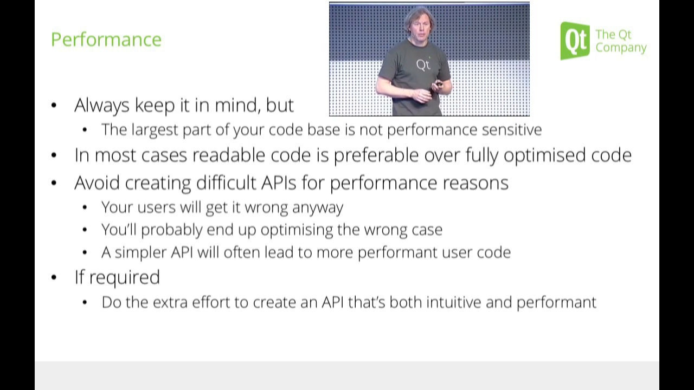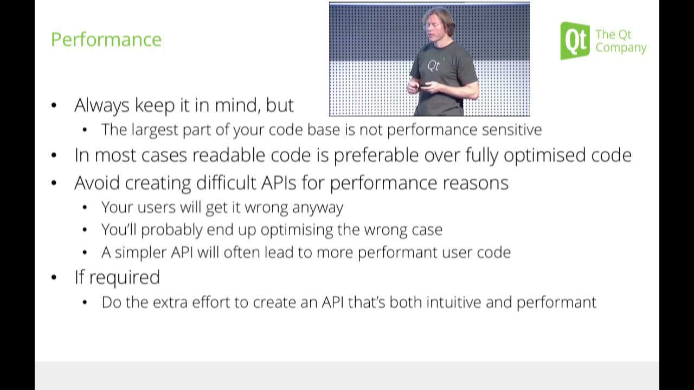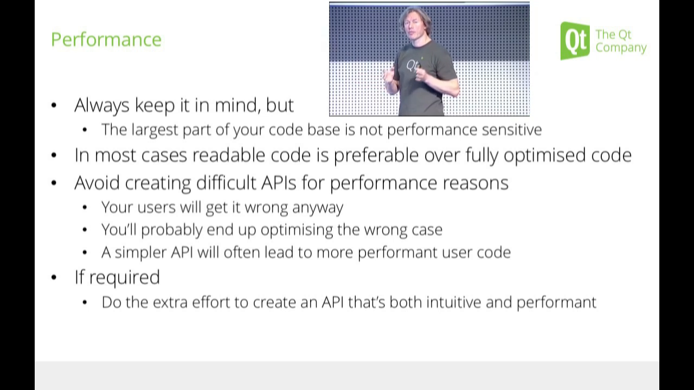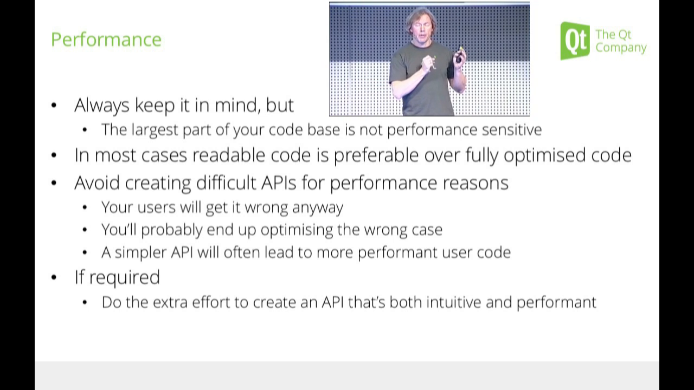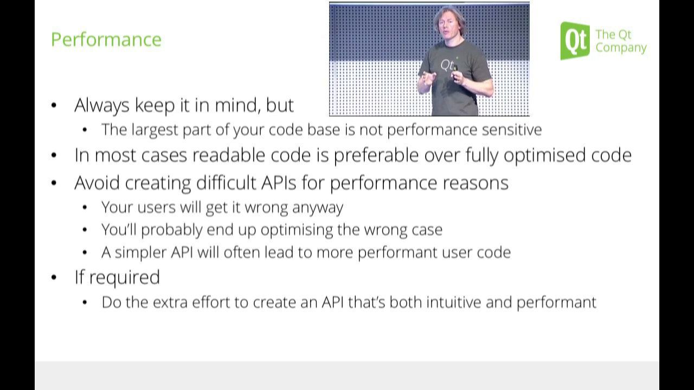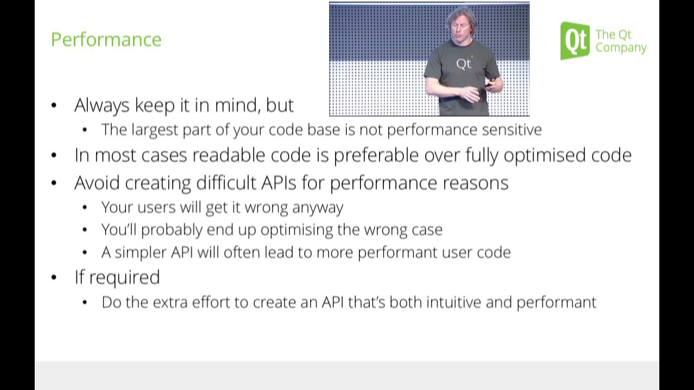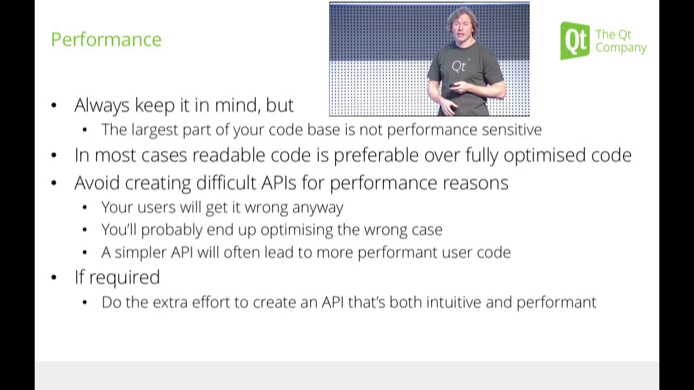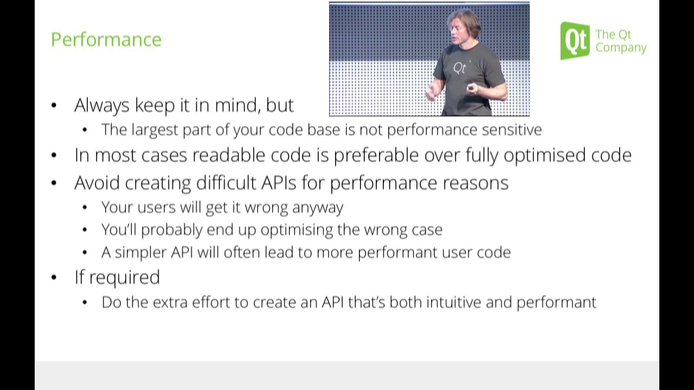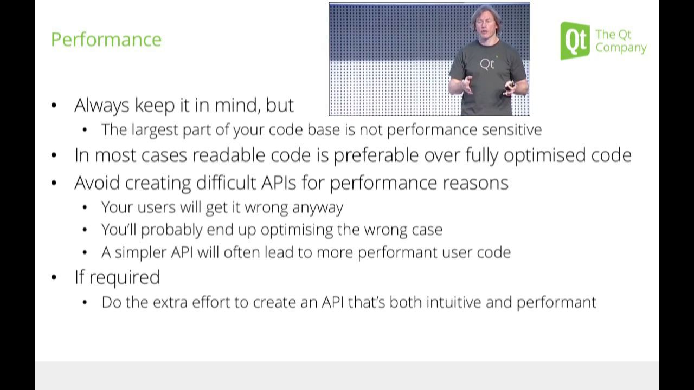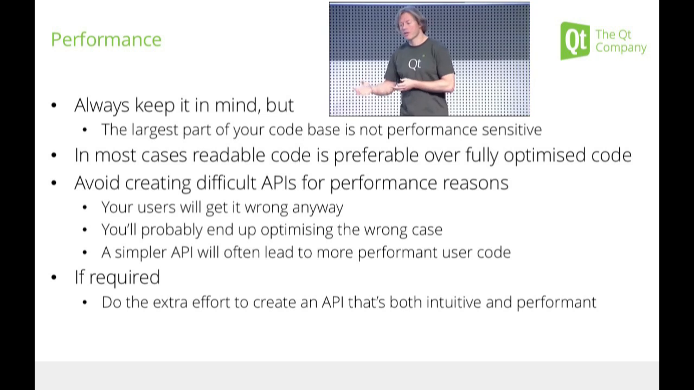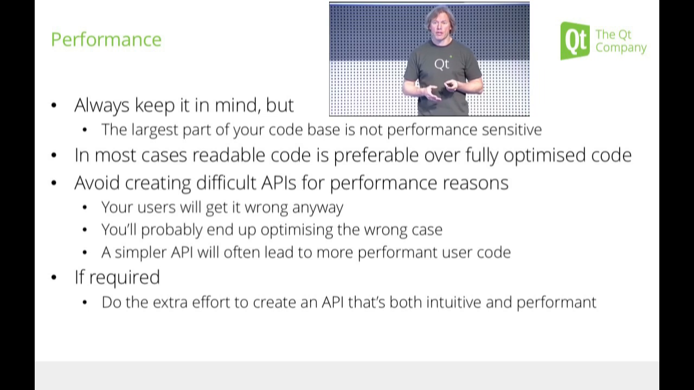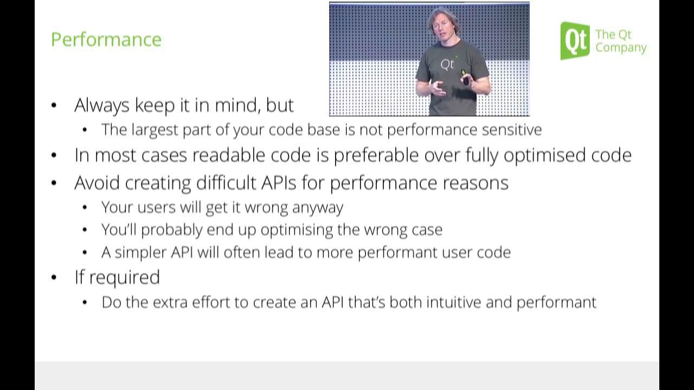And in most cases, you should really prefer readable code over something where you introduce very, very complicated to use APIs for the sake of performance. Because your users will in many cases get that wrong anyway. I've seen that. We've tried to do APIs that help and make things very performant, and then users use them anyway the wrong way. And often you'll end up optimizing the wrong use case if you didn't clearly measure that this part is a bottleneck.